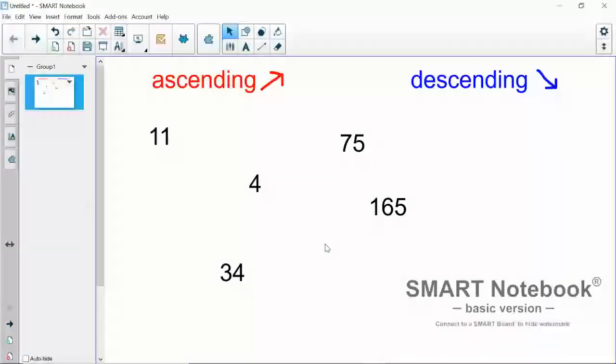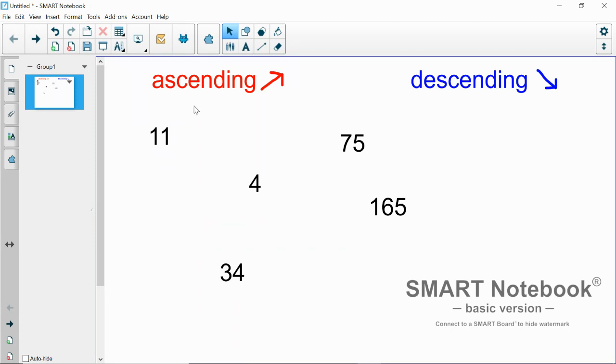Good morning, Year 4. Today we're going to be looking at ordering decimal numbers. But first of all, there are two words that are going to come up in our learning today. They are ascending and descending.